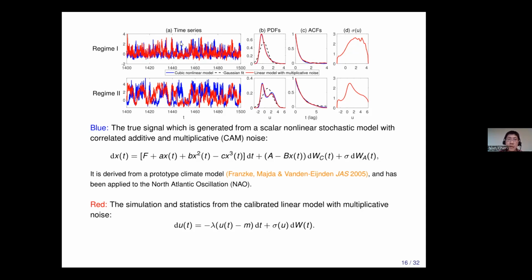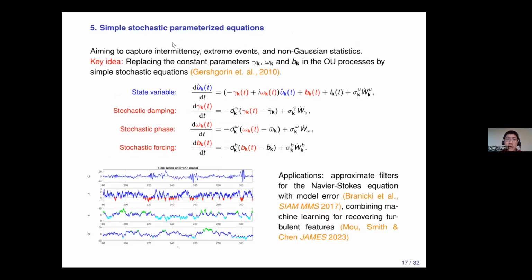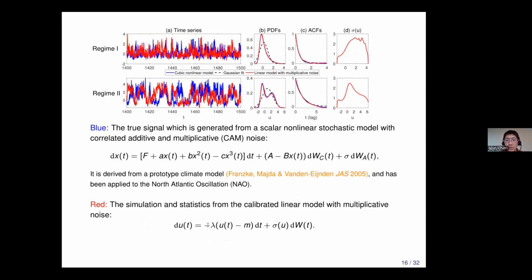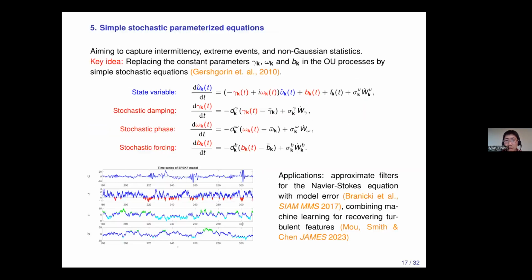So the last simple stochastic parameterized equation I want to describe is this so-called stochastic parameterized extended Kalman filter model. So this is another way to describe non-Gaussian features. Previously, we just used a linear equation with multiplicative noise. But now you can start from your OU process, like the first equation. If you think gamma, omega, F, and sigma k are all constants, then this is the OU process, right? We described just now. And if it's an OU process, then the time series will have a Gaussian distribution.